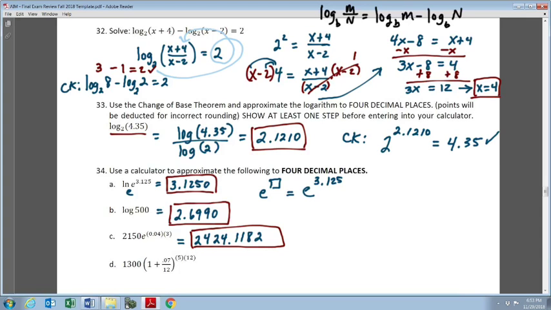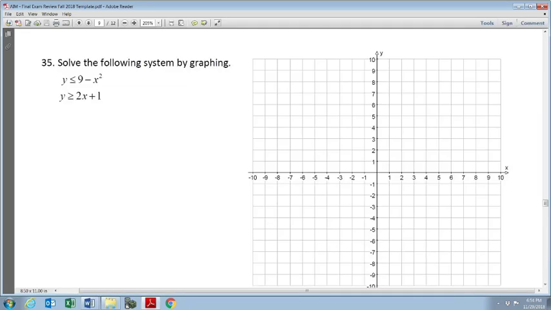The last one, similar to C, you're going to have to be careful how you put that in. You're going to put in the 1300 parenthesis 1 plus 0.07 divided by 12 in parentheses, and then you'll put your caret symbol and 5 times 12 in parentheses, or you could just say to the 60th power. So just be careful how you put that into the calculator. You should get 1,842.9128.